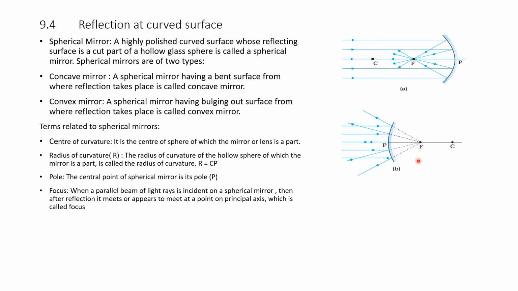Similarly, in a convex mirror they actually do not meet, but they are reflected at the surface of the mirror itself, and they are projected backwards. That means a parallel ray of light comes, falls here and gets reflected. So, in order to find the focus, we have to project it backwards on the principal axis. PC is the principal axis, we have to project this ray backwards. Similarly, this ray falls on the convex surface and gets reflected, but it is projected. This projection is shown in dotted lines.